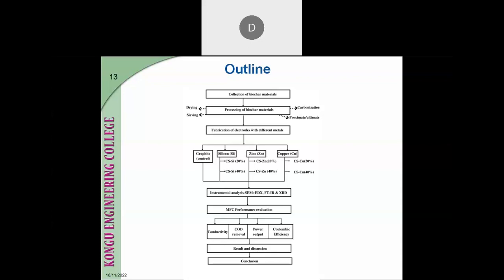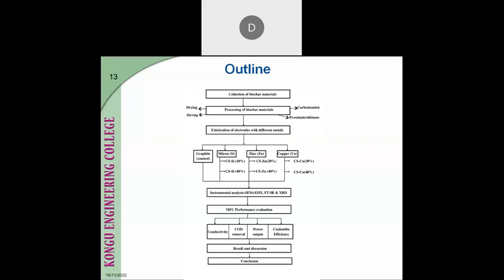We cannot utilize or employ the produced materials as electrodes for the generation of power output in microbial fuel cells. So before that we have to do the characterization. For that we have to carry out instrumental analysis like SEM, EDX, and also FTIR and XRD. Once we have performed and analyzed these, then we will be able to say.